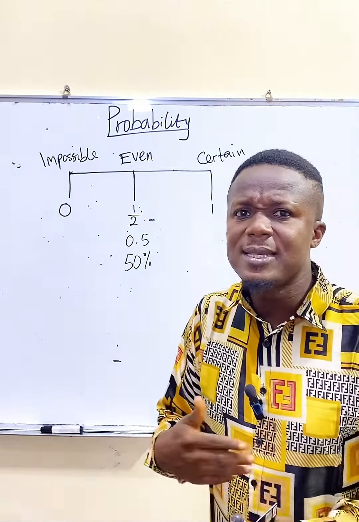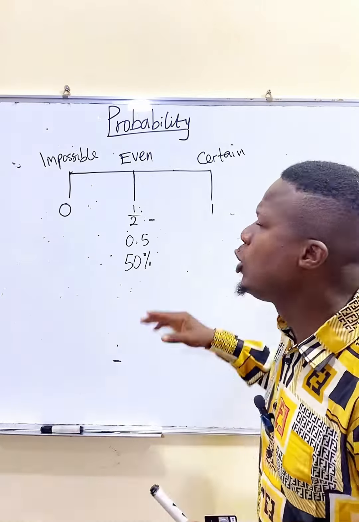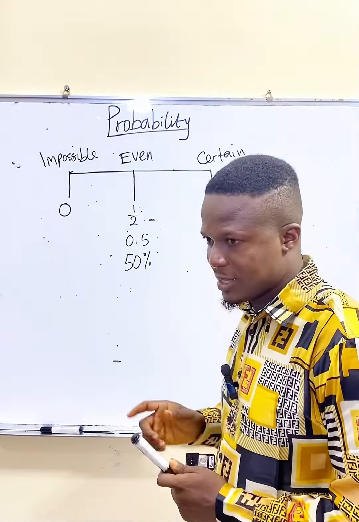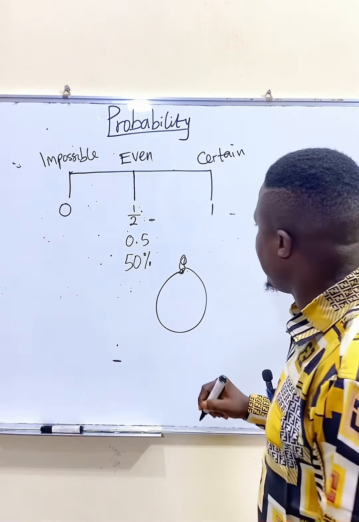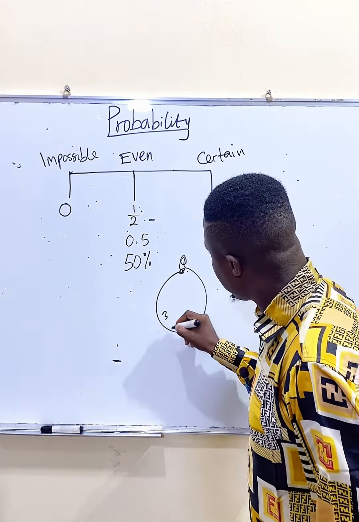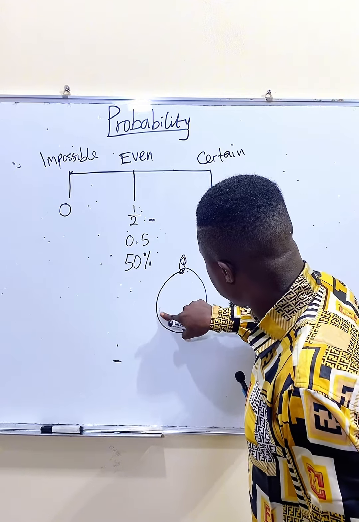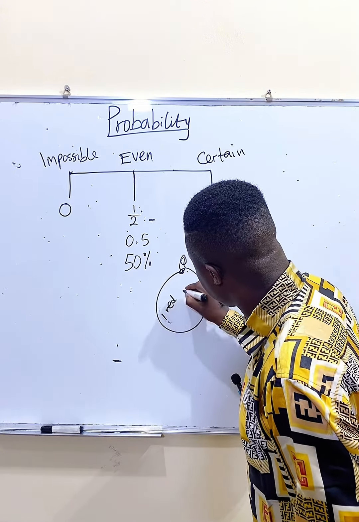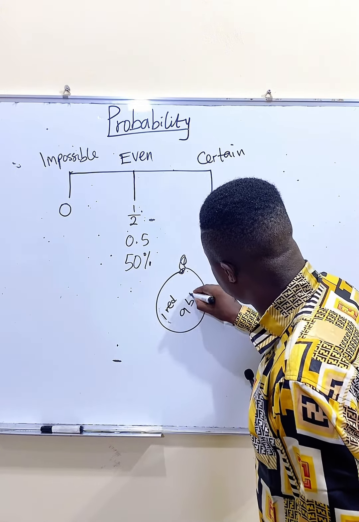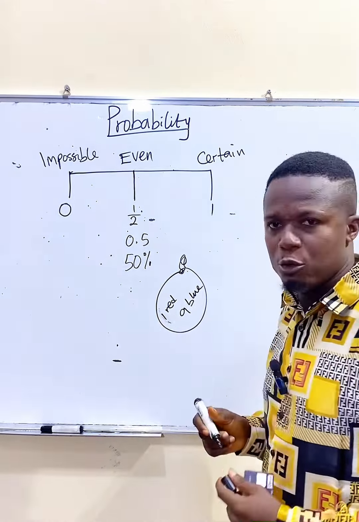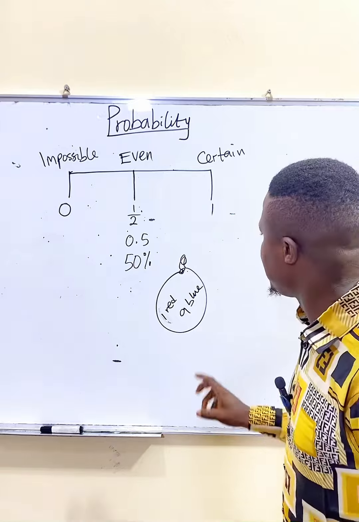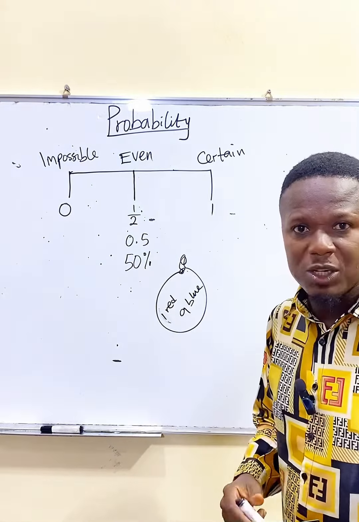An event is said to be likely when it is close to certain. For example, you have a bag. This is a bag. This bag has, let's say, 1 red pen and 9 blue pens. A bag contains 1 red pen and 9 blue pens. What is the probability of picking a blue pen from this bag?